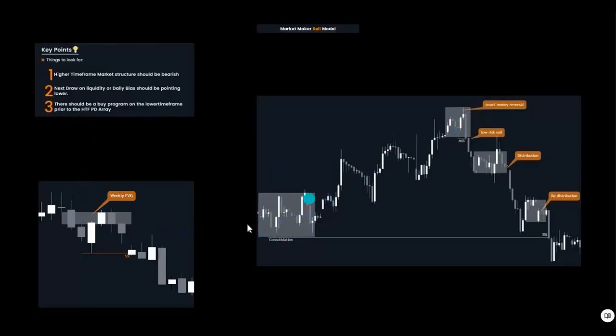So we have an original consolidation right here, and we have a sell side liquidity right there, which is this sell side liquidity right here, and price is in the buy program going to the weekly fair value gap, which is this fair value gap, and in that fair value gap we have the smart money reversal. Once we have the smart money reversal, we have the market structure shift, and after the market structure shift we have a displacement to the downside, first leg distribution right here, another displacement, second leg distribution, and finally we take out the sell side liquidity, which is the beginning of the original consolidation, right?